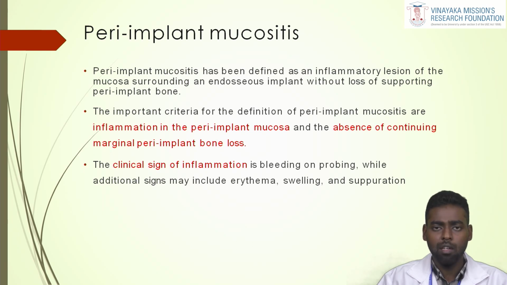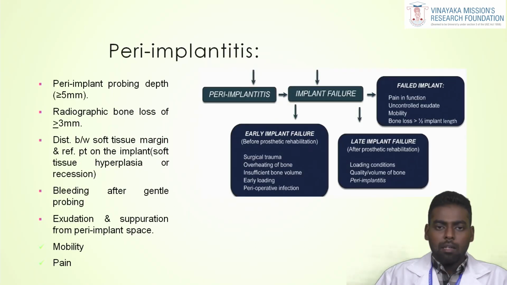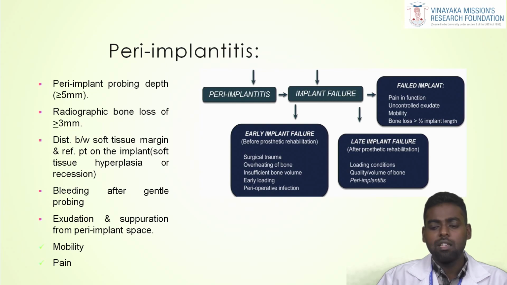As I informed earlier, whenever an infection is confined to the gingival part, it is called peri-implant mucositis. When the infection involves the gingival part of the implant and also goes into the bone, causing progressive bone loss, it is called peri-implantitis. In peri-implantitis, there can be future failures, which are categorized into three major conditions: early implant failure, late implant failure, and an implant which has already failed.